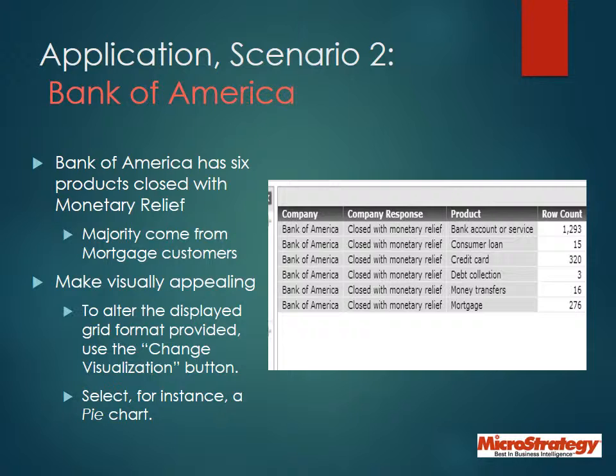Looking through the numbers, you're able to figure out that bank accounts or service have the greatest number of consumer complaints that were closed with monetary relief. Now let's see if we can make it easier to interpret. Since we are comparing the total number of monetary relief resolutions for each product to one another, let's try using a pie chart visualization.